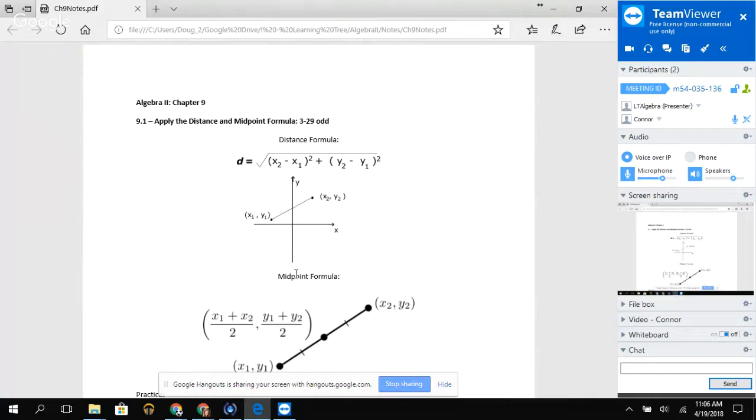And then I'm going to send a recording out for 9.6, which should be pretty easy to watch because it's basically circles, parabolas, ellipses, and hyperbolas when we shift them around. We're just translating them on the graph, moving them around. So I'll send out a video with that. And the homework's just 3 through 13 odd. So that should be pretty easy. And then next Thursday, I'll be online for class again.